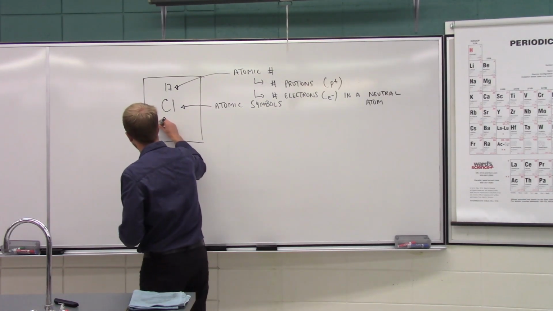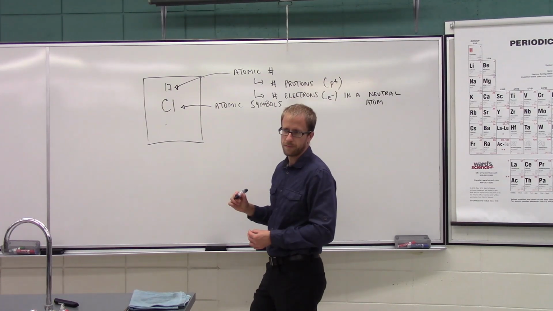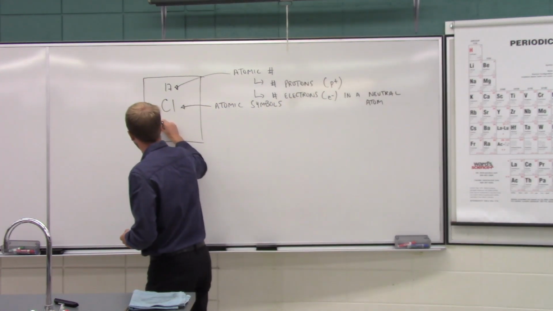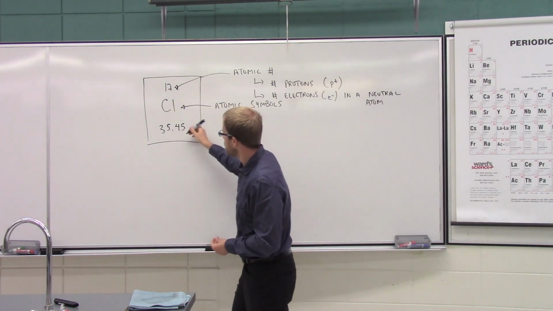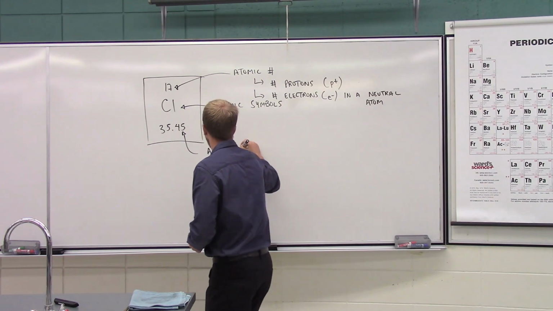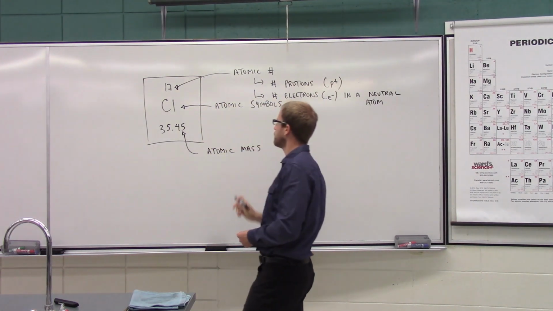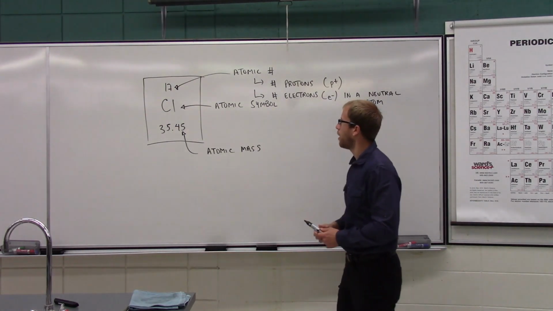Last up, you're going to see a number below here. What is that number? Mass. It's your mass, and for chlorine it is 35.45. So this is going to be my atomic mass. That is going to be my atomic mass.